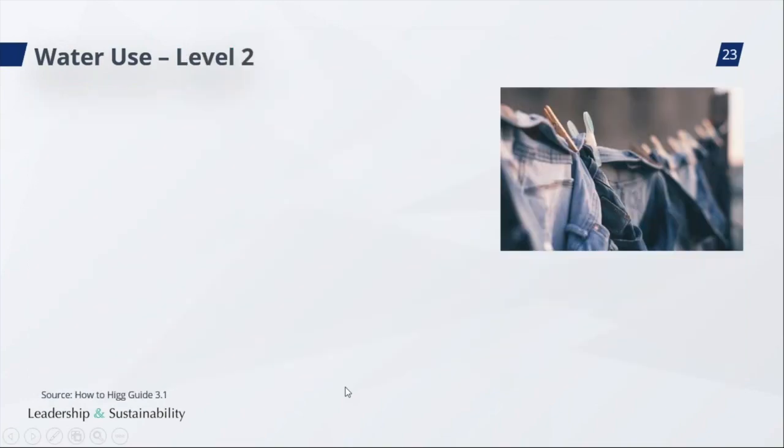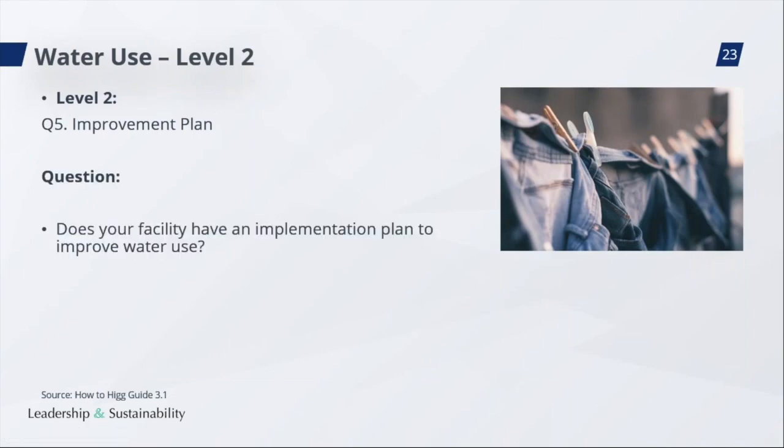And then the next question is actually about the action plan or the improvement plan, and the question is, does your facility have an implementation plan to improve water use? And you can answer yes if you have an implementation plan in place that demonstrates that you are taking action to achieve your targeted reductions. And answer partially yes if you have a plan but have not started on all action items that should have been started. And when we are verifying, we often see that there is a lack of complete improvement plans. So you may set a target, but there are no actions behind it.